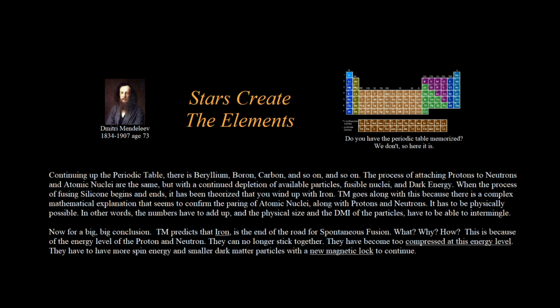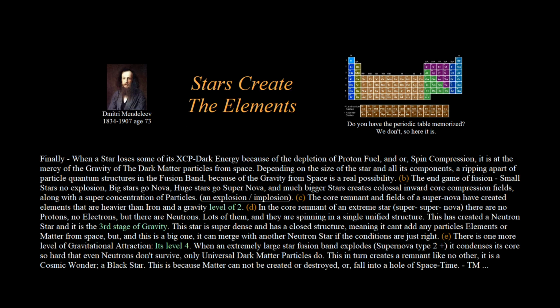Now for a big conclusion. TM predicts that iron is the end of the road for spontaneous fusion. What? Why? How? This is because of the energy level of the proton and neutron. They can no longer stick together. They have become too compressed at this energy level. They have to have more spin energy and smaller dark matter particles with a new magnetic lock to continue.